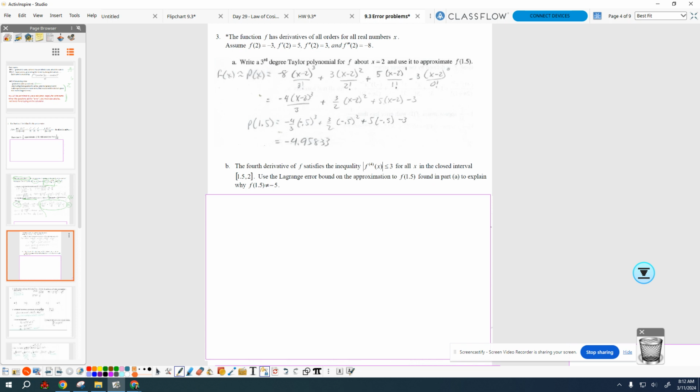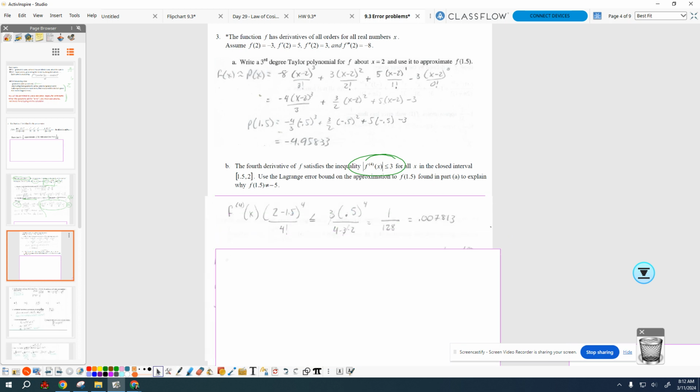So finding the error for this 3rd degree, I need the 4th derivative. They're not making you calculate it. They're saying in this interval, the biggest mistake that this is going to create is a 3. So they're giving it to you. They're just like, okay, use 3. So the error term is going to be 3 times x minus the center, and the x that they asked us to use is 1.5. 1.5 minus 2 is 0.5 to the 4th over 4 factorial. And that's within 1 over 128. That's what that comes out to.